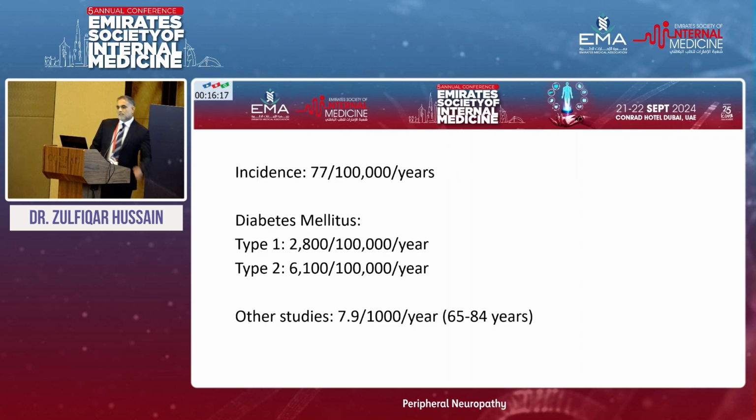The incidence, especially in type 2 diabetics, is much higher than in type 1. And there are a lot of patient populations who have other risk factors associated with diabetes. That's part of the reason that type 2 has more prevalence than type 1.